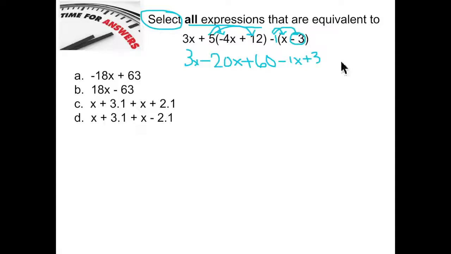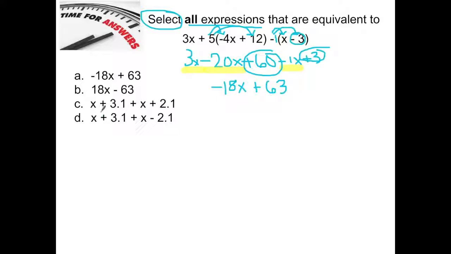Now we combine our like terms, and our like terms in this case are 3x, negative 20x, and negative 1x. When we combine those like terms, 3 minus 20 is negative 17, minus 1 is negative 18x, and then our other like terms are 60 plus 3, so we have 63. So you can see right away that this answer is equivalent, or is the same.